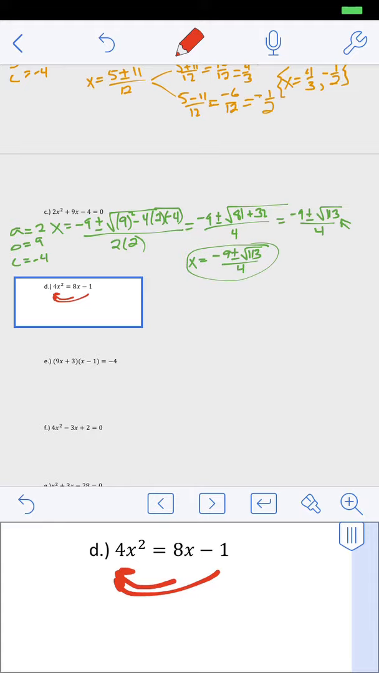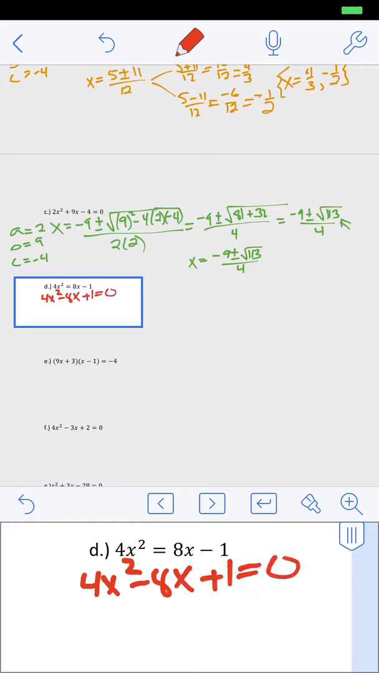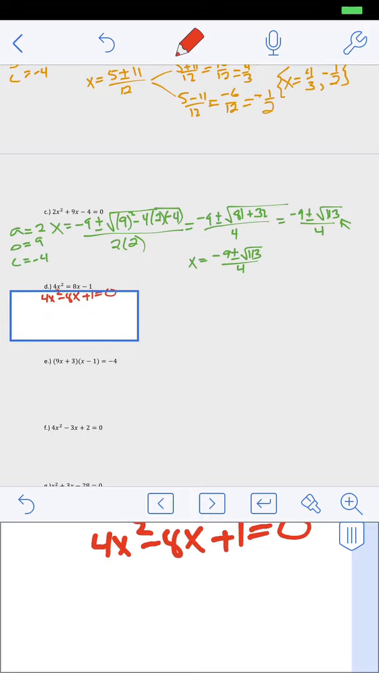I like positive exponents though. Positive a's. For some reason, I just like positive a's. So I'm going to move things over to the left-hand side. So I end up with 4x squared minus 8x plus 1 is equal to 0. If you went the other way, you'd end up getting negative 4x squared plus 8x minus 1 is equal to 0. But the negatives will cancel each other out in the quadratic formula.